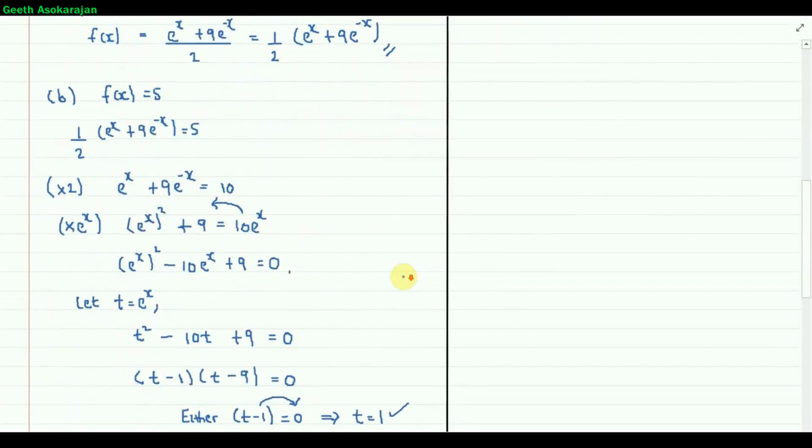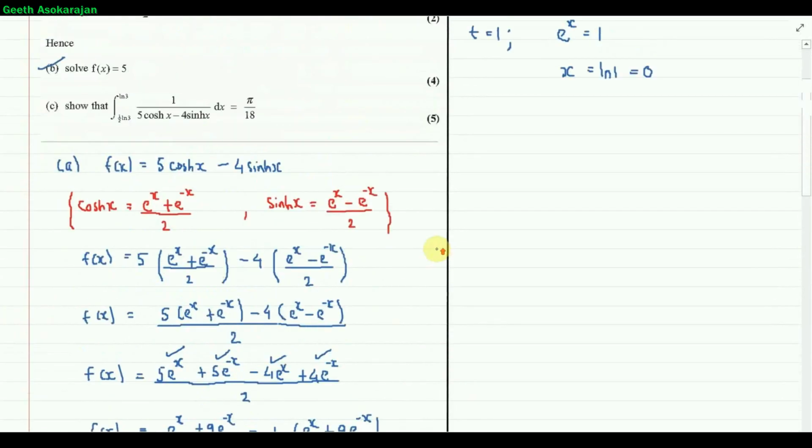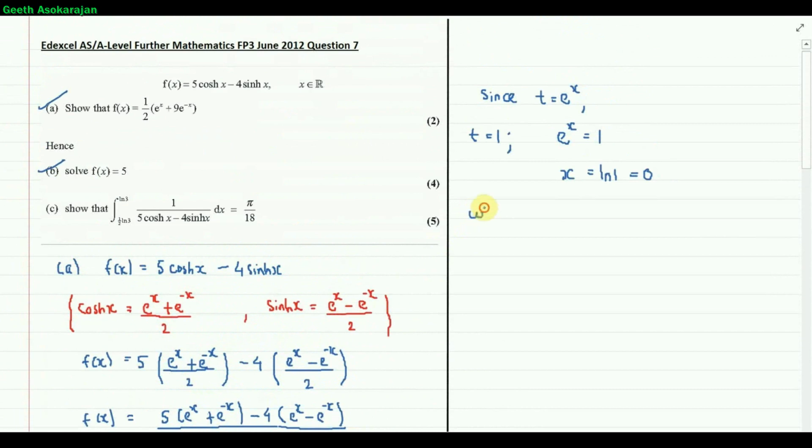Now let's see what happens for when t equals 9. So when t is equal to 9, if I replace into this substitution, e to the x is equal to 9, and if I take ln's on both sides, x therefore is ln 9. So here are the two values, x equals 0 and x equals ln 9. These are the solutions for the equation f(x) equals 5. So that finishes off part B.